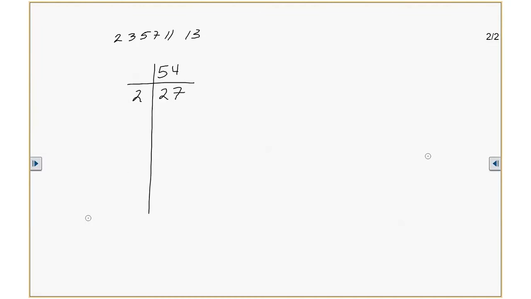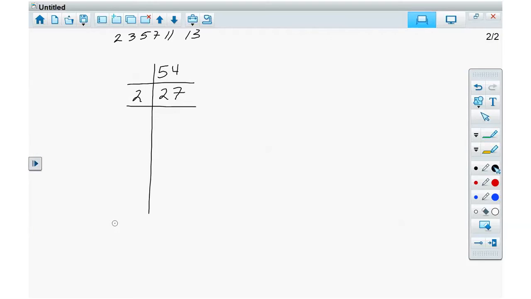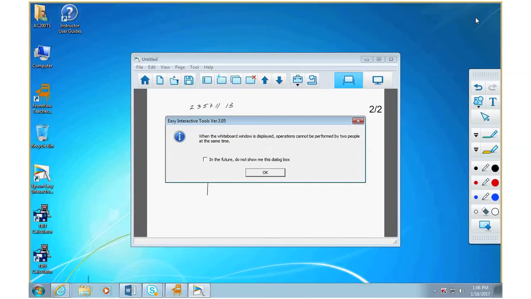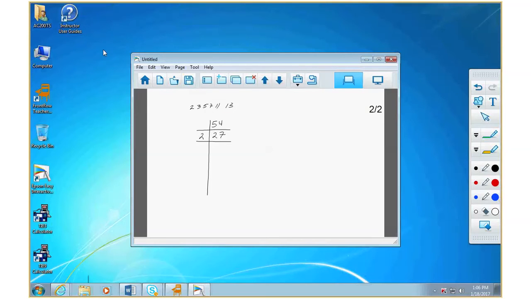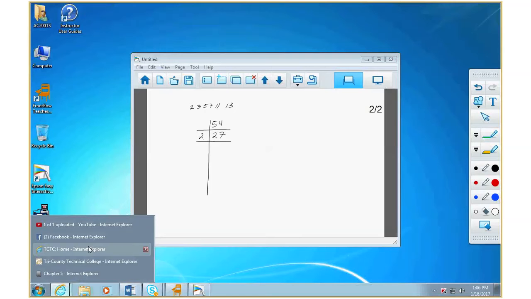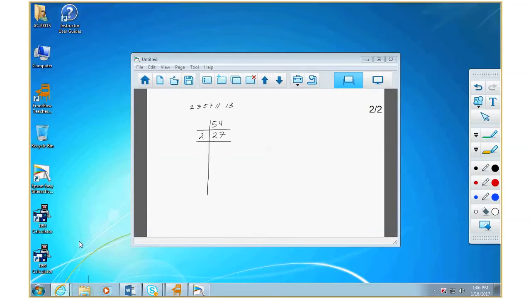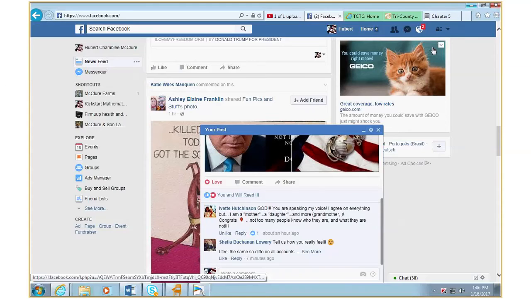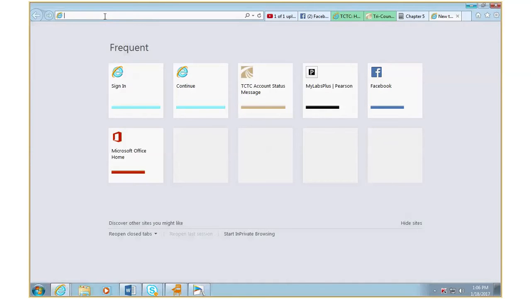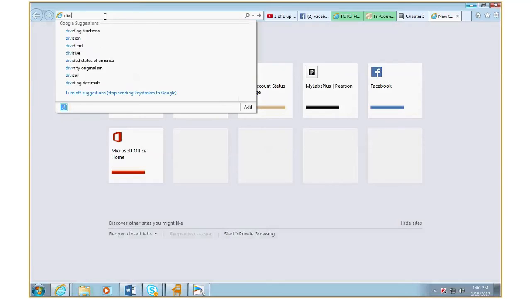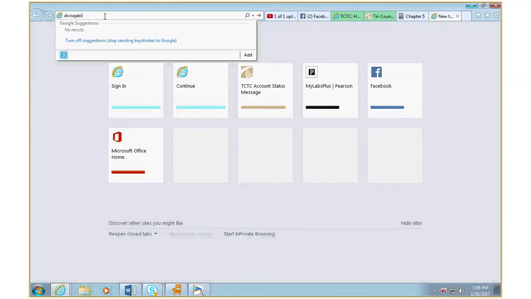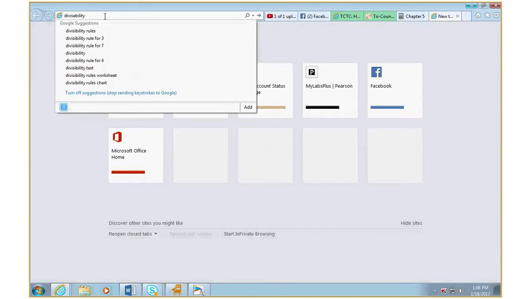Now 2 will not go into 27. How do you know? Well, you know your divisibility rules. Let's Google it so I can show you. Now you need to put in your notes, Google divisibility rules. So when you go home, you pull it up, you print it out, and you put it in your notebook. I'm not going to hold your hand. I'm not going to do it for you. Okay? You pull up Google or just type in divisibility rules.